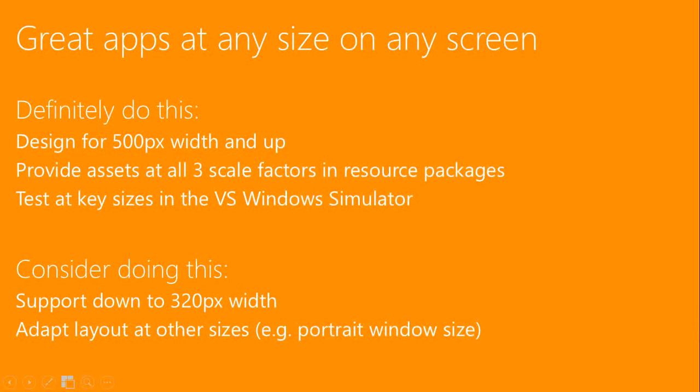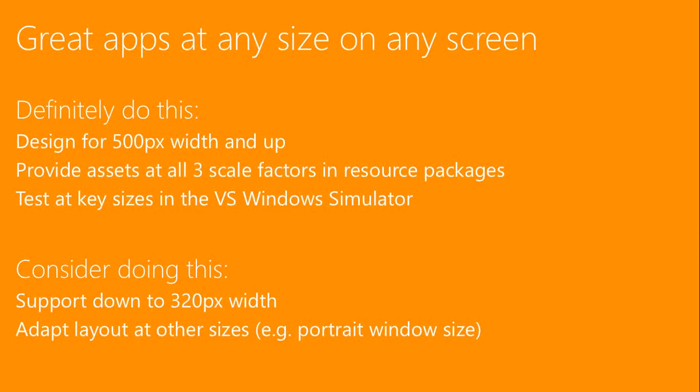Now, create apps in any size on any screen. Guys, we are going to end with this now. So definitely do this: design for 500 pixel width and up. Provide assets for all three scale factors in the resource package, and test at key sizes in the Visual Studio Windows Simulator. Or you can leverage App Labs for this. You can send them your code and have them test it across all the devices.